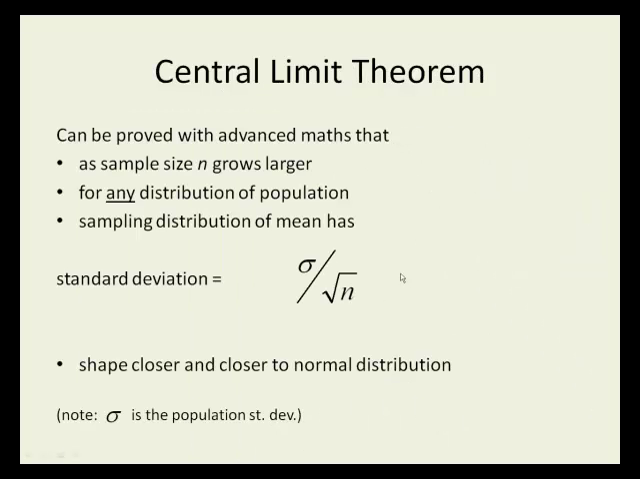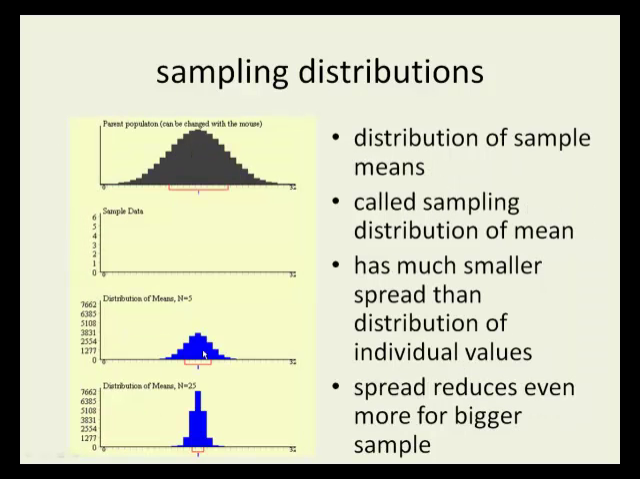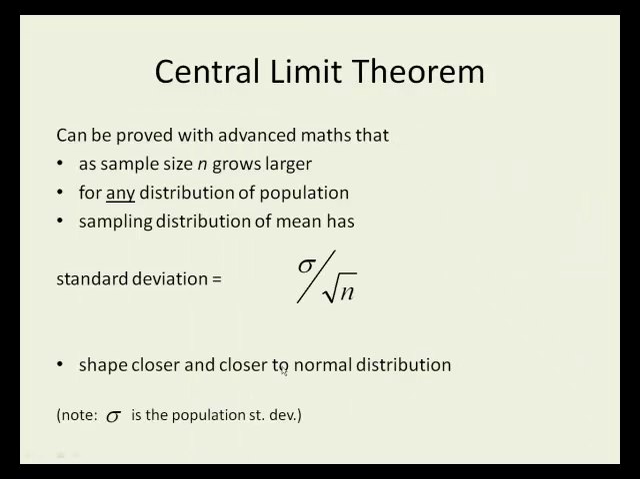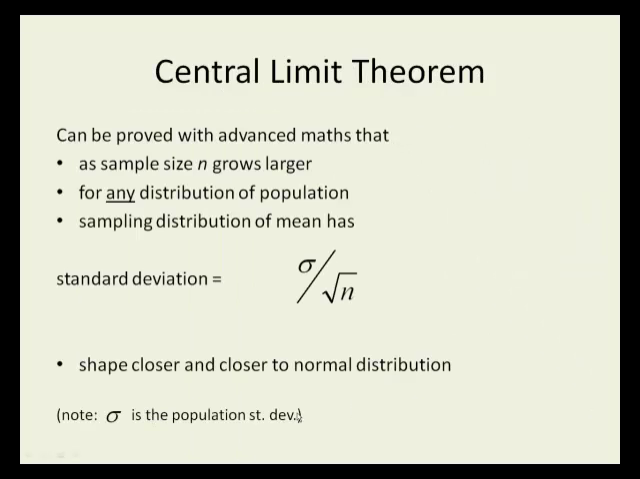We can prove with advanced maths, which we're not going to do, unless you're really excited about doing that, that as your sample size grows larger and larger, for any distribution at all of the population, the sampling distribution of your mean has a standard deviation which is the original standard deviation divided by the square root of n. So as n, the sample size, gets bigger and bigger, this gets smaller and smaller. That's the effect of these things being narrower than the original. The other part of it is that the shape gets closer and closer to normal. Even if you start with something horrendous like this, the bigger your sample size gets, the closer it gets to a normal distribution.